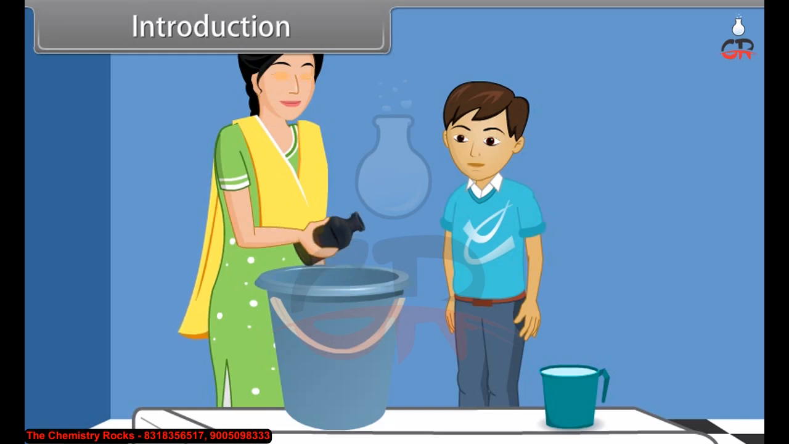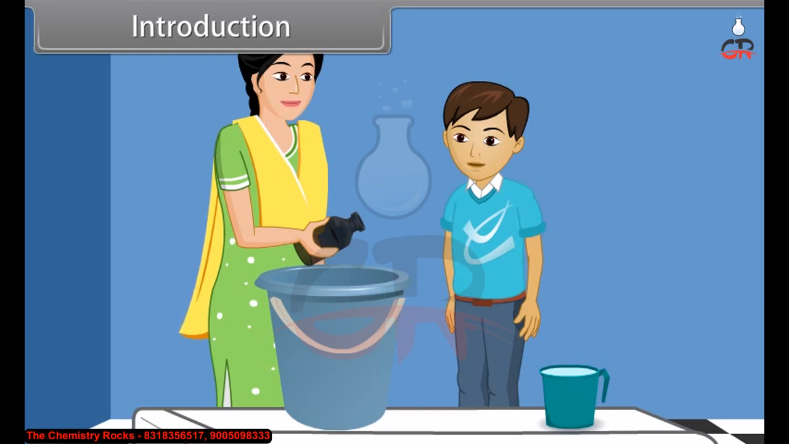Mother, what is that white-colored liquid? Son, it is a disinfectant. And why are you pouring it into a bucket of water? Because disinfectant is a chemical substance which kills microorganisms and stops their growth. It is used to disinfect floors and toilets.